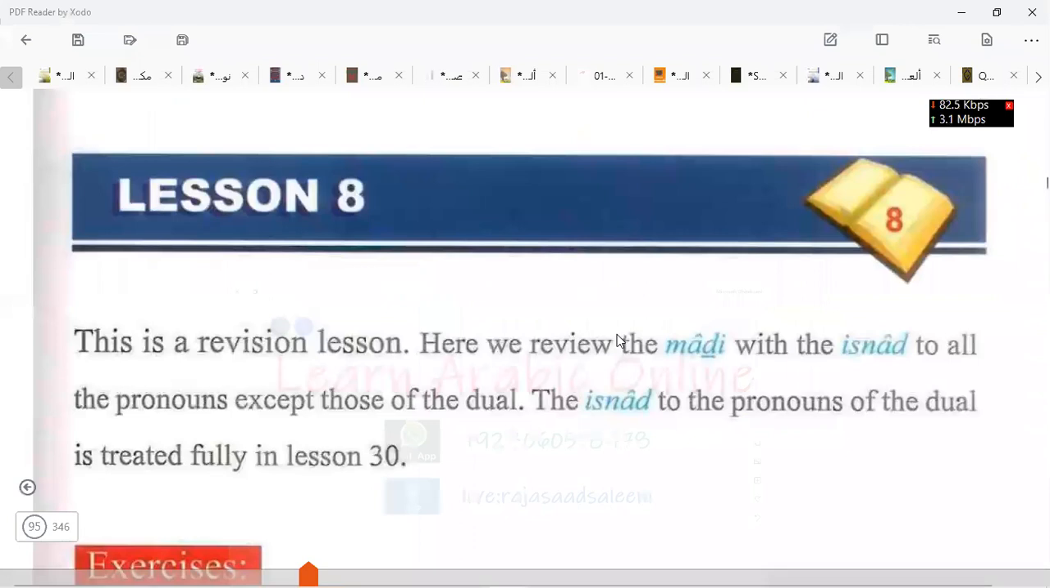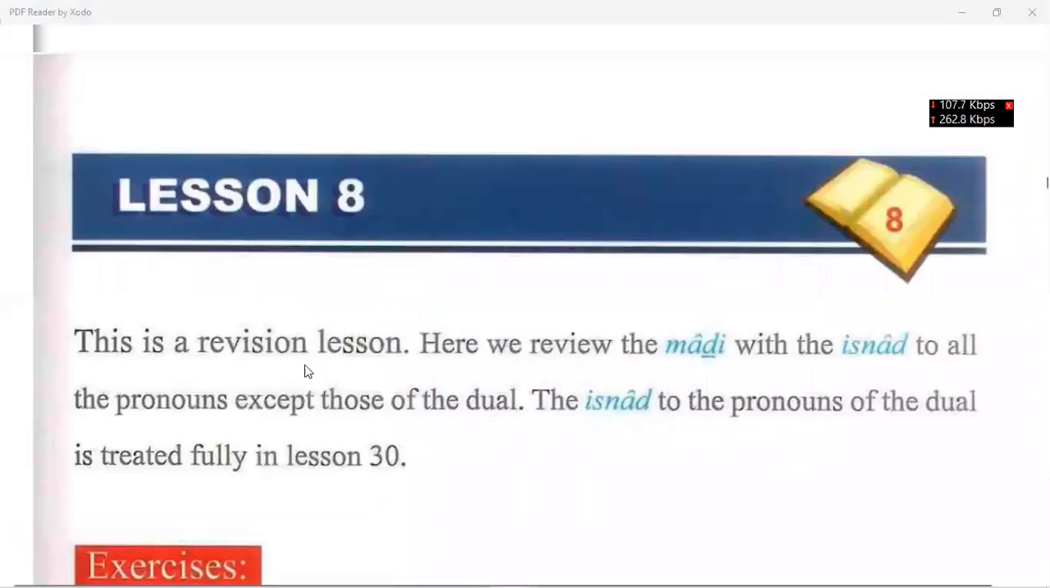Today we'll start lesson number 8. Here we will review all the conjugations of fi'l mazi. So, Ms. Rahma, read this. What is written here?